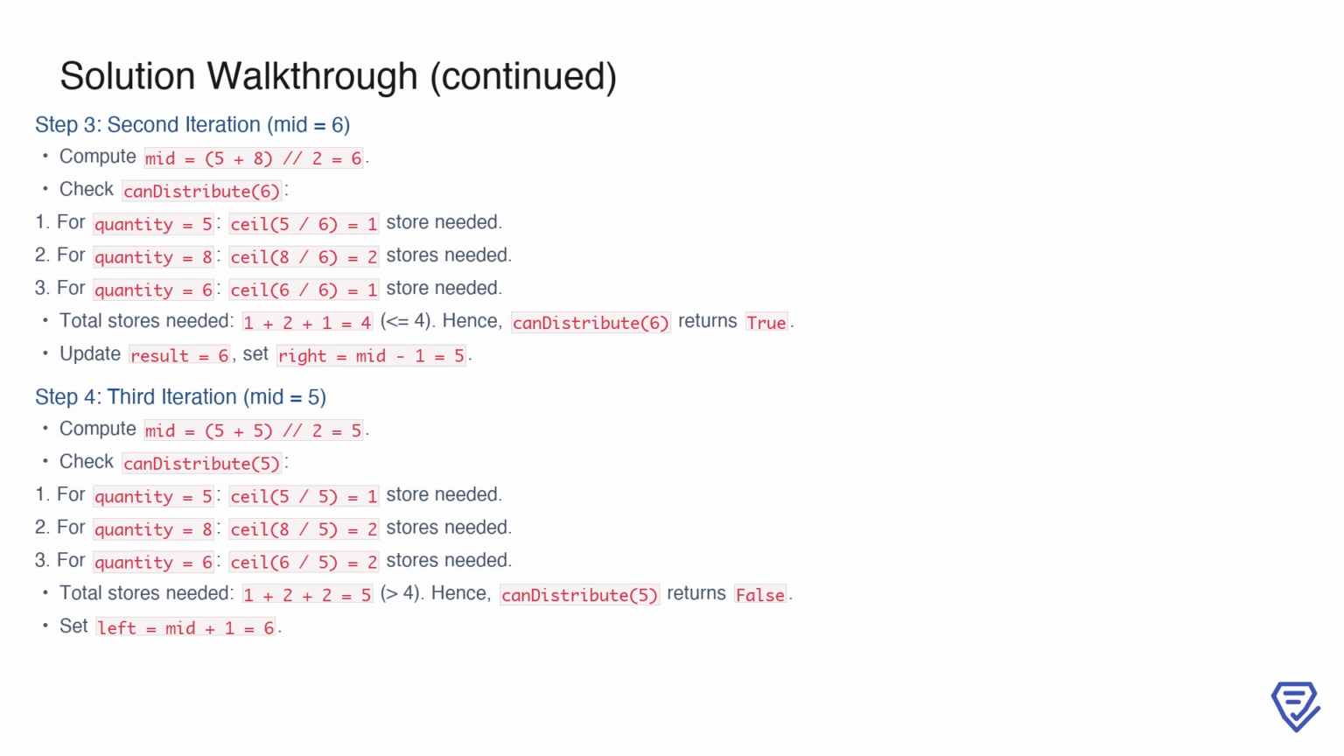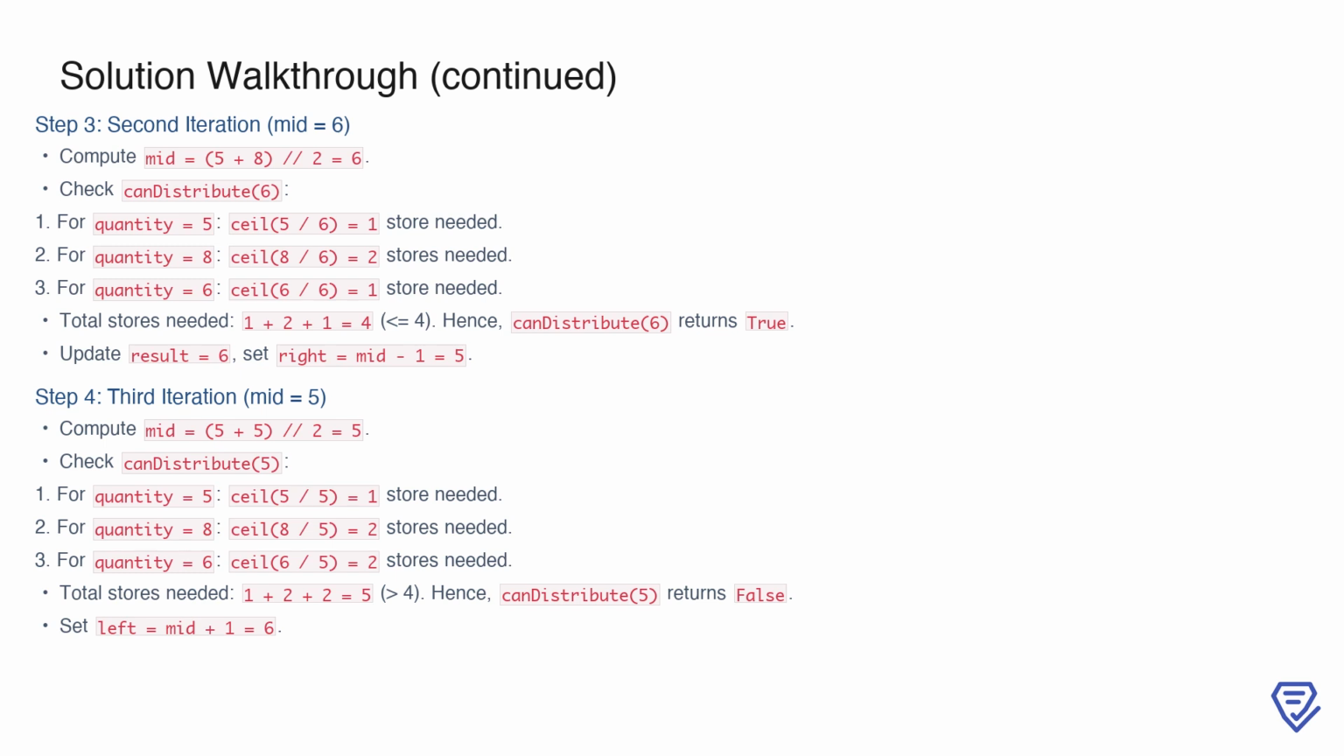We update the result to 6 and adjust the search range by setting right to mid - 1, which is 5. In the third iteration, we calculate the midpoint is 5. Checking this value, we find that 1 store is required for 5 products, 2 stores are needed for 8 products, and 2 stores are needed for 6 products, resulting in a total of 5 stores. Since this exceeds the allowed 4 stores, 5 is not valid.